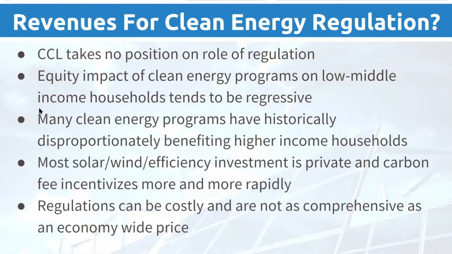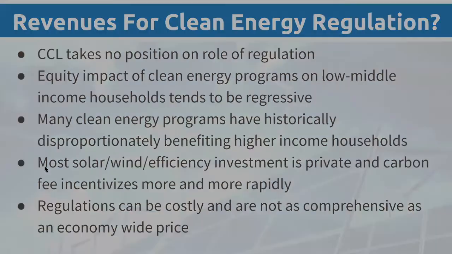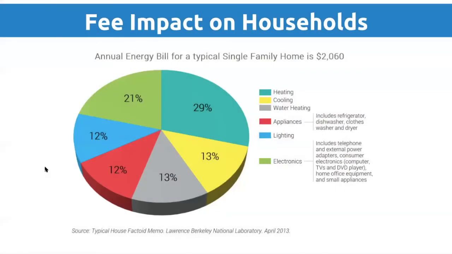Now let's drop down to the household level. Households will feel the cost pass-through of the fee in different ways in heating and cooling, water heating appliances, lighting, electronics. But households have many options to conserve and substitute to control costs.